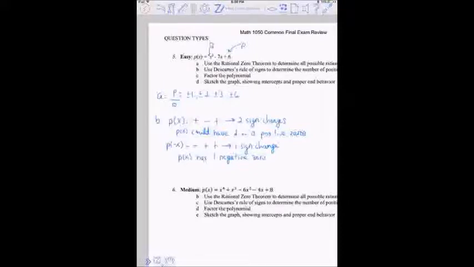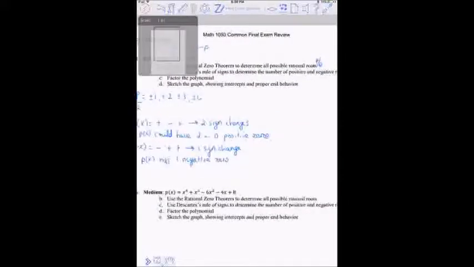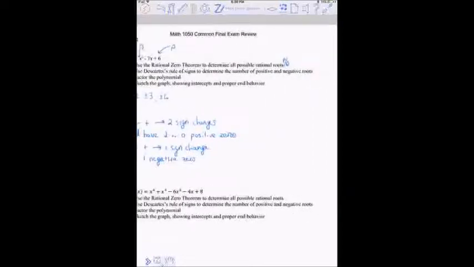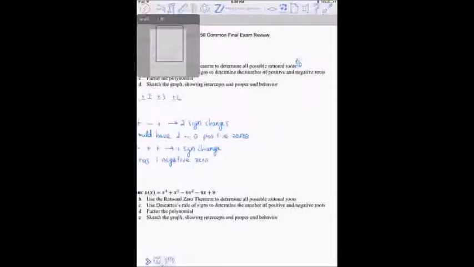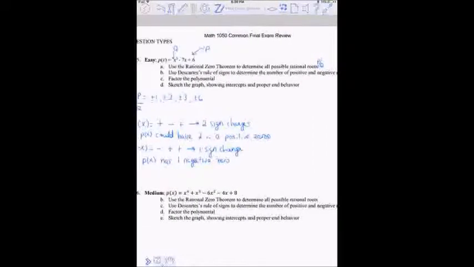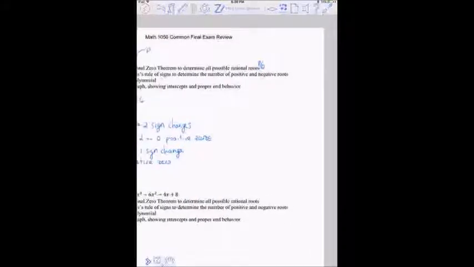Now, part C, the fun one. Factor the polynomial. So what we need to do is choose from our possible rational zeros and use synthetic division. So I'm going to start with positive 1.